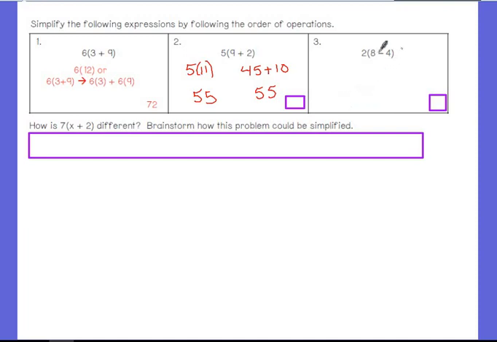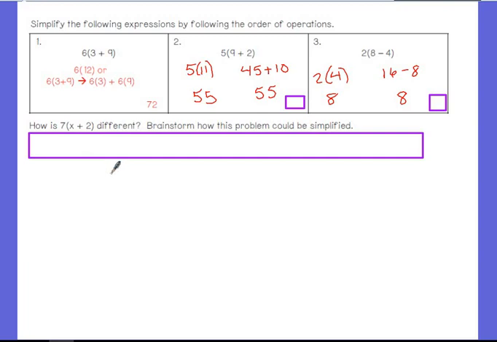Here I could do 8 minus 4, get 4, times the 2, give me the 8. Or I could do 2 times the 8, get a 16, minus 2 times the 4, and get an 8. 16 minus 8 gives me 8. Either way, I'm always getting the same answer.